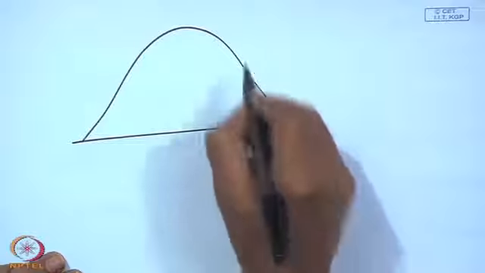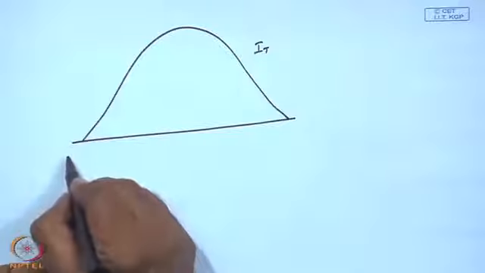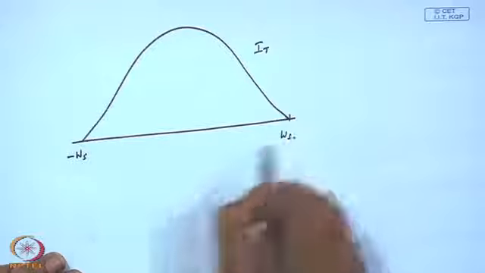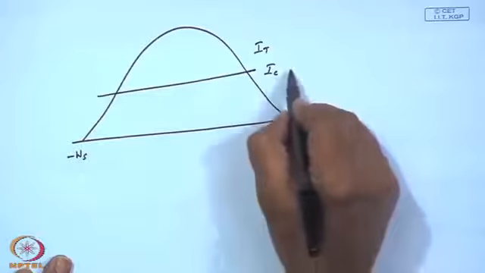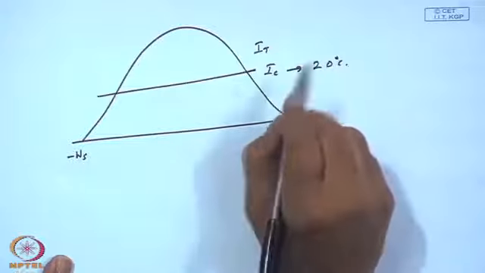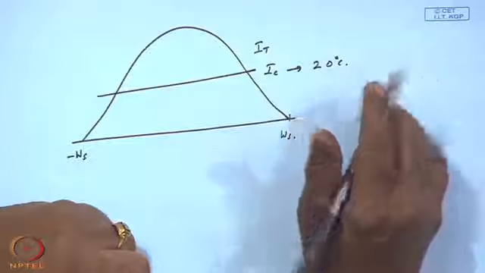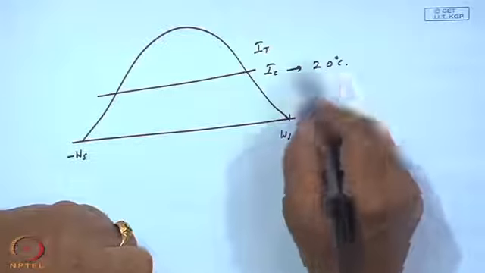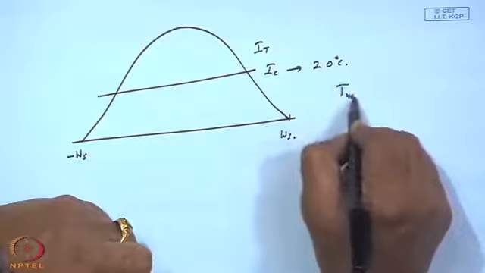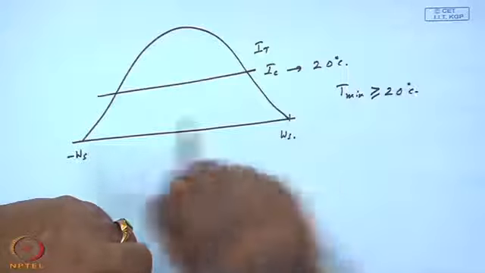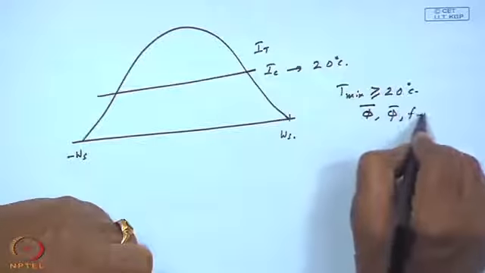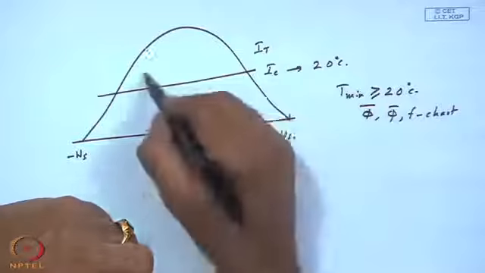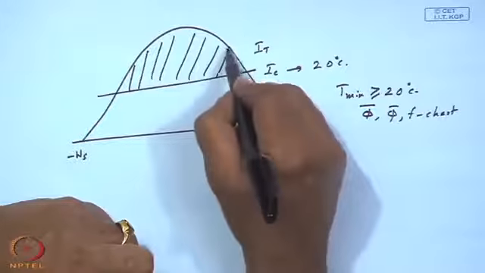If you look at your solar radiation distribution, something like this, I_T, this is minus omega_s, this is plus omega_s, this I_C, just like in the utilizability, will correspond to 20 degrees C. So, I will calculate my non-dimensional or dimensional critical radiation level corresponding to a temperature of 20 degrees C. Now, when we want the energy delivered to be T minimum greater than or equal to 20 degrees C in your phi bar or so called phi bar F chart method, then the radiation above the critical level is useful.